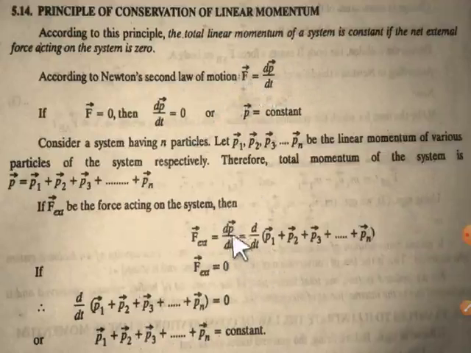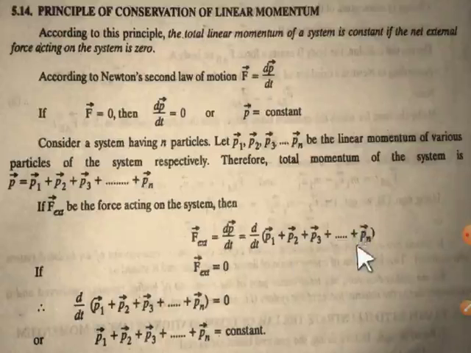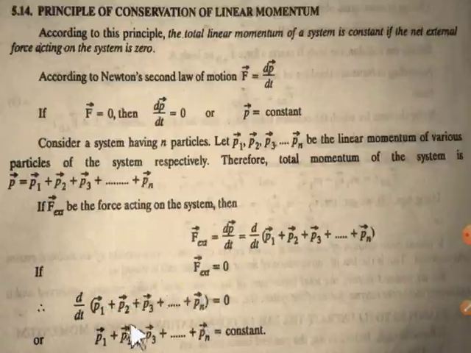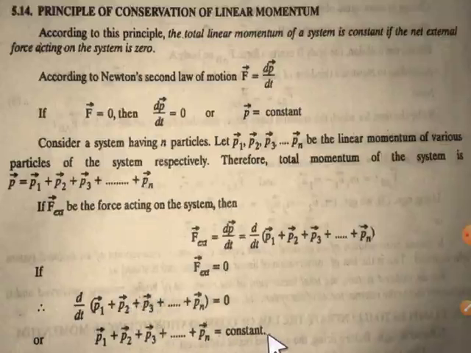So your P vector will be nothing but the sum of the momenta. If you represent this P vector by P1 vector plus P2 vector plus P3 vector, and so on up to Pn vector, then you can replace the external force by 0. Then the sum of the momentum will be constant. As I told you, the differentiation of the sum of momentum is equal to 0, so the sum of momentum will be a constant quantity. So in this way also you can prove it.